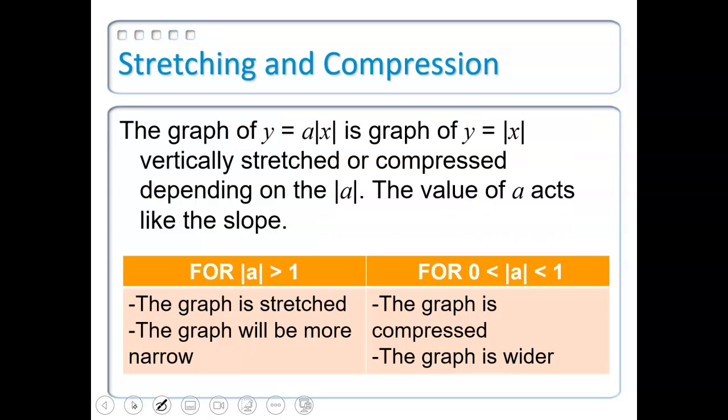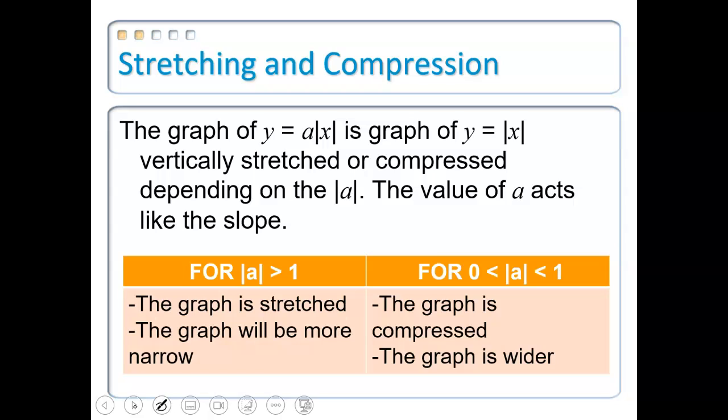And then yesterday we talked about stretching and compressing. When you talk about something being stretched or compressed, we're talking about the absolute value of A. Graphs will be stretched if their A value is greater than 1.